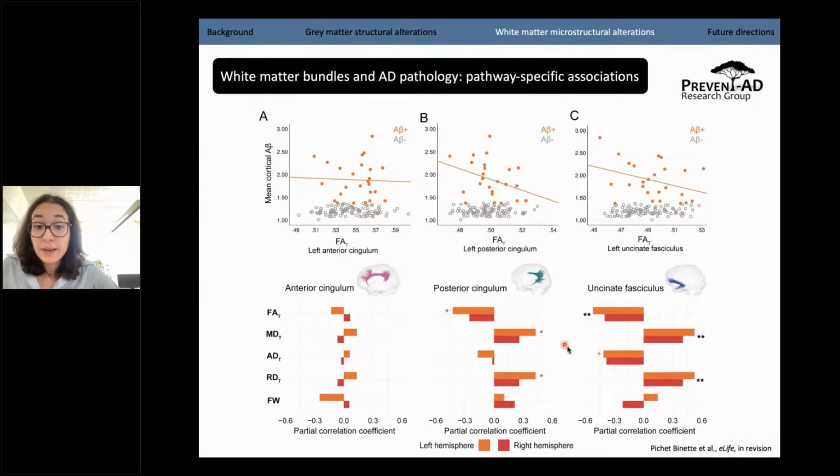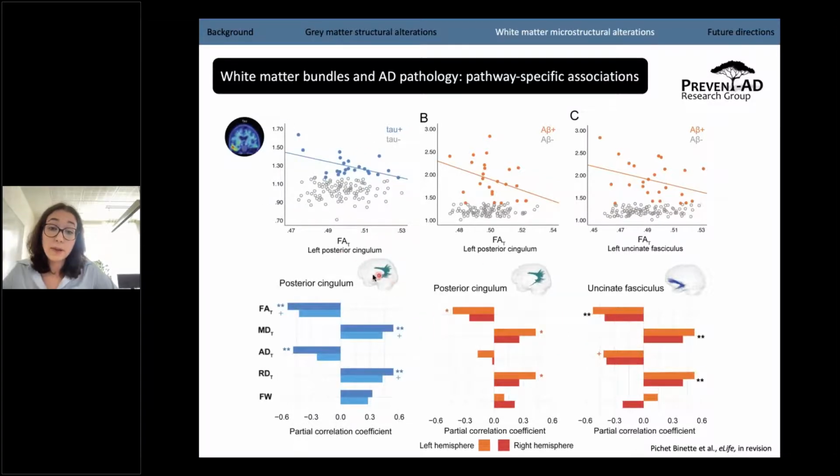We had tau PET also in PREVENT-AD, and the only bundle where we saw associations was the posterior cingulum, which again is very in line with where the tau pathology is present in those participants, and again with the same pattern of associations across the measures.